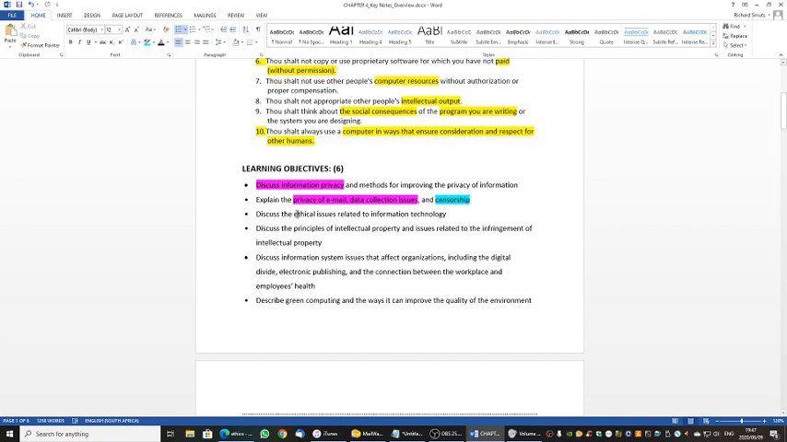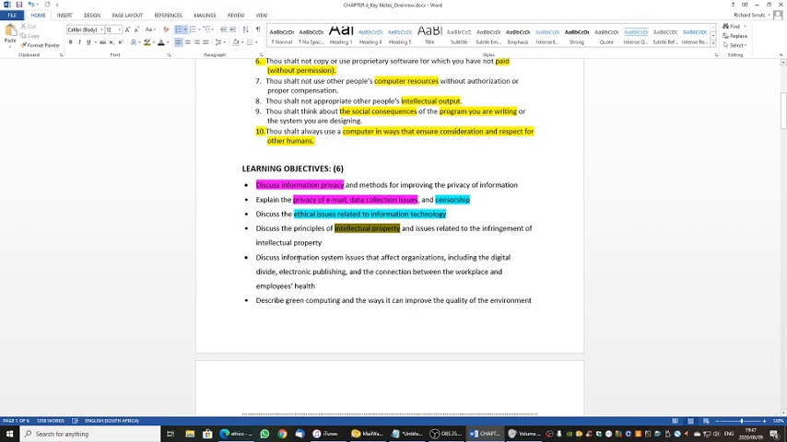Discuss the ethical issue related to IT, which is what we've already discussed. Discuss principles of intellectual property. We have mentioned that it is one of the 10 commandments. If something belongs to an individual, you do not steal it. It is the same as copying a textbook. You cannot do such a thing without the written permission of the authors, and that is called infringement of intellectual property. It is very closely related to plagiarism.